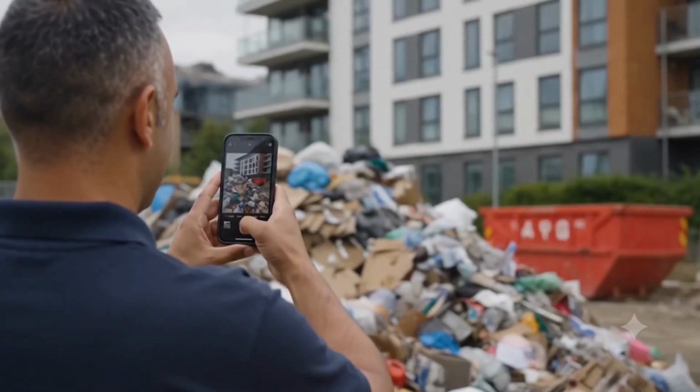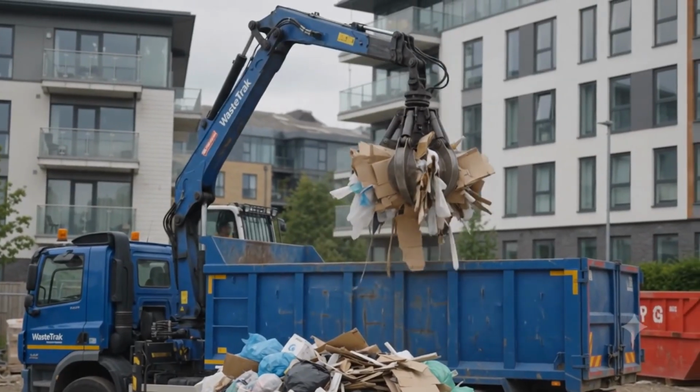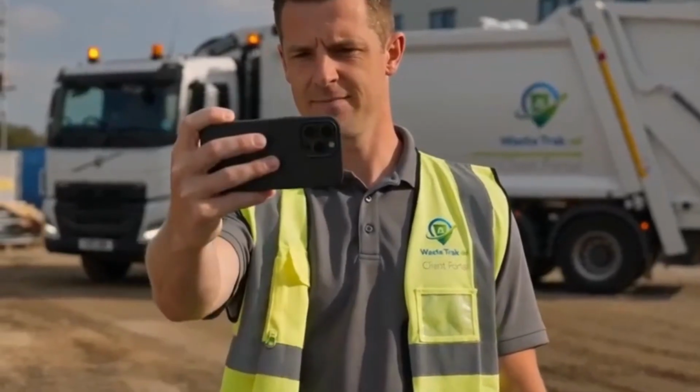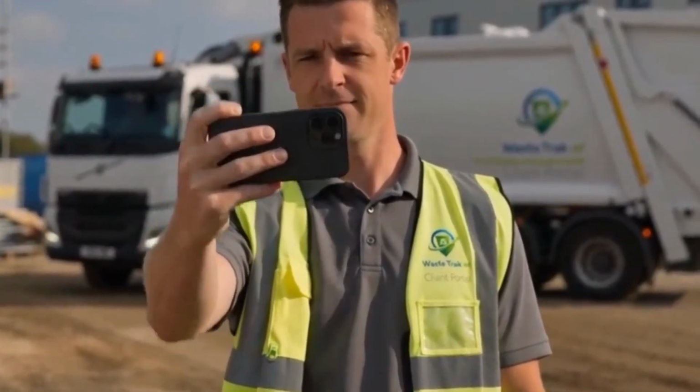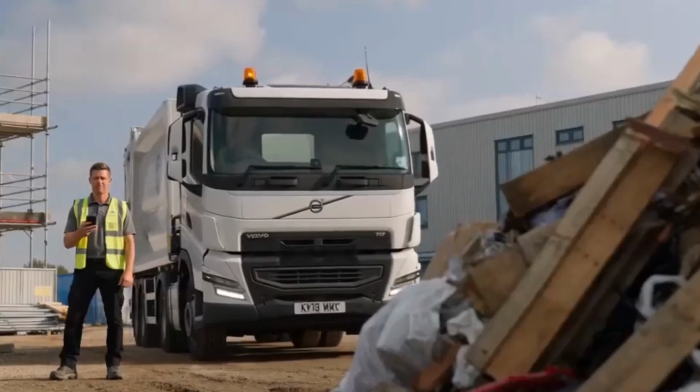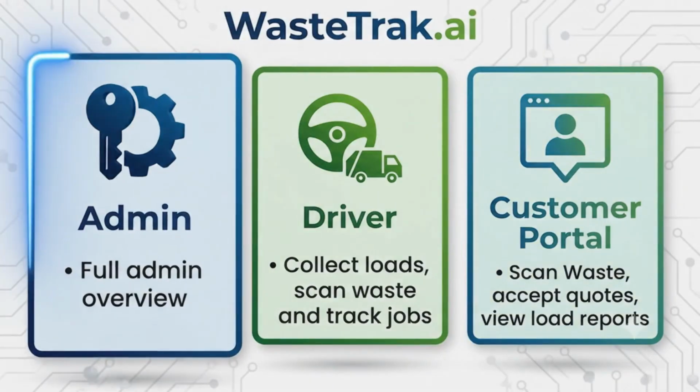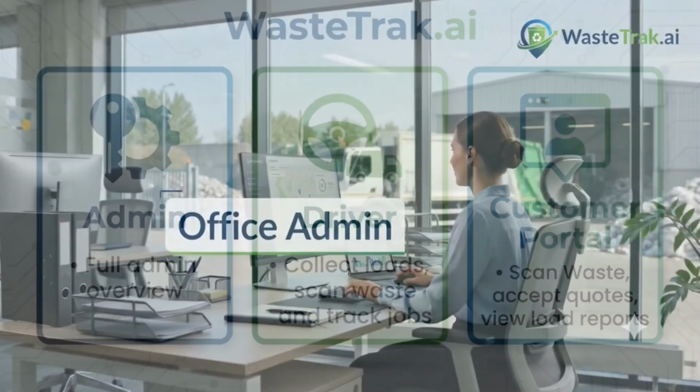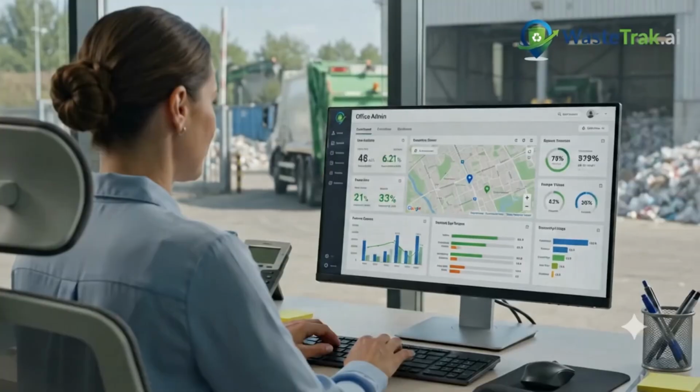Demonstration of Wastetrak.ai. Now we're going to go through the application and just show you the 3 different areas: admin, driver and customer portal. We're going to start, first of all, with our admin section. So let's have a look at the admin section.